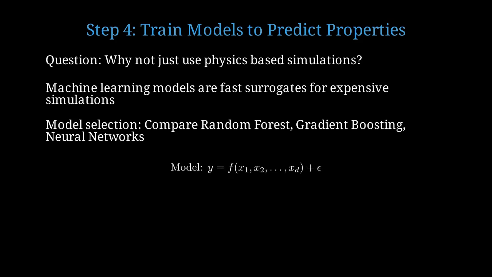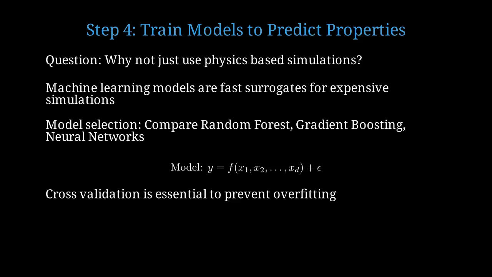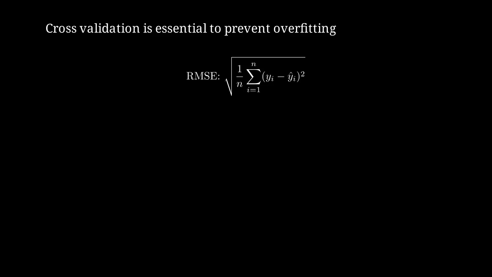Mathematically, our model predicts the property y as a function of the input parameters x1 through xd, plus some irreducible error epsilon. We use k-fold cross-validation to assess model performance. This involves splitting the data into k subsets, training on k-1 subsets, and testing on the remaining subset. Repeat this k times with different test subsets. We evaluate models using root mean squared error, which is the square root of the average squared difference between true and predicted values. Lower RMSE indicates better predictions.